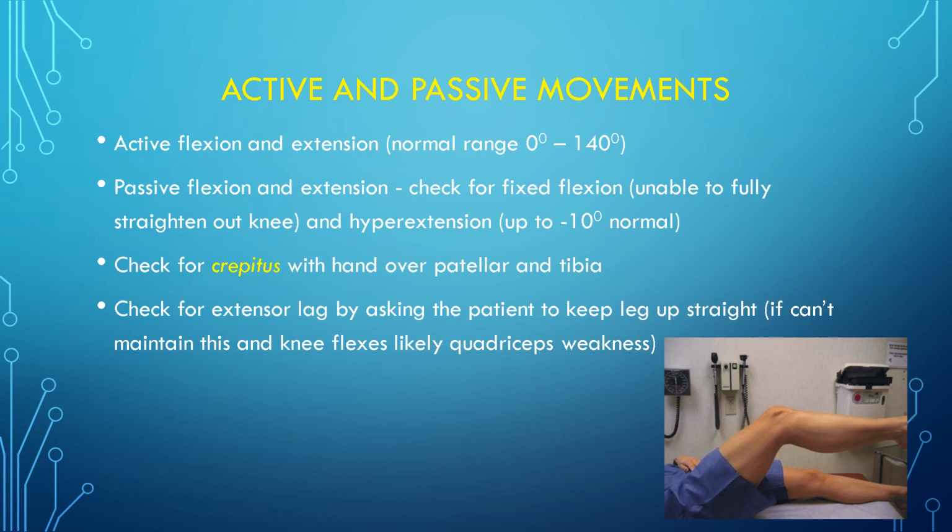One other thing you'll do is just ask the patient to keep the leg extended, lifted off the bed. Now, if the patient can't maintain this and the knee begins to flex, it's likely they've got some quadriceps muscle weakness.